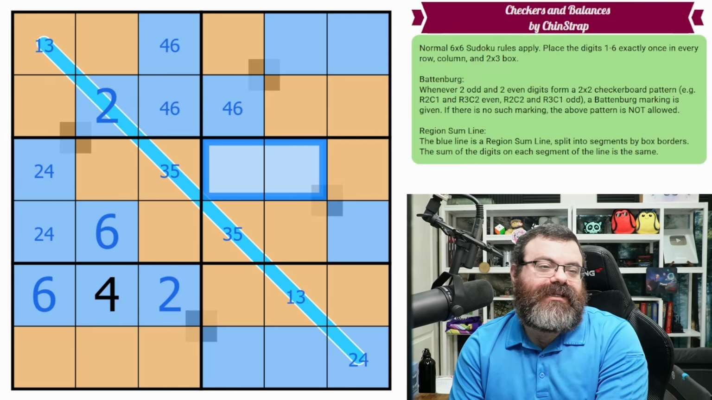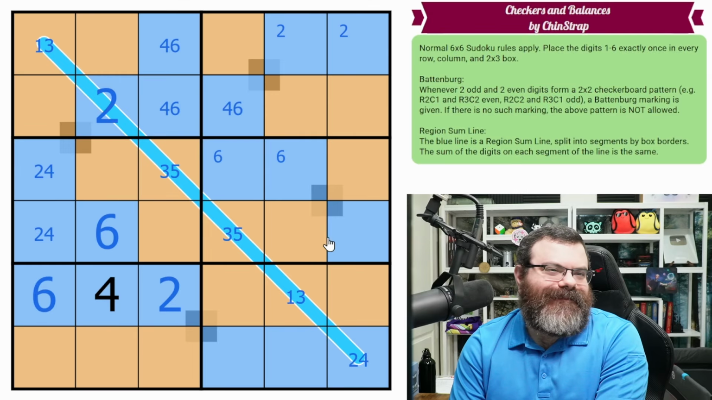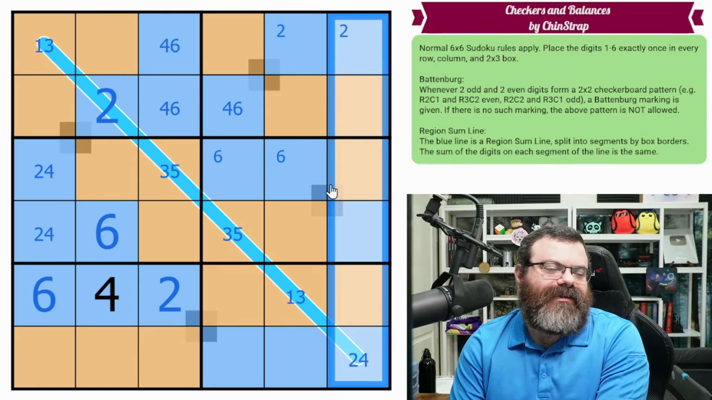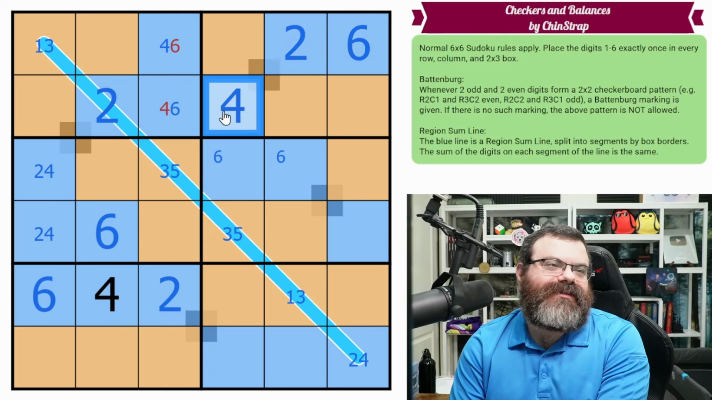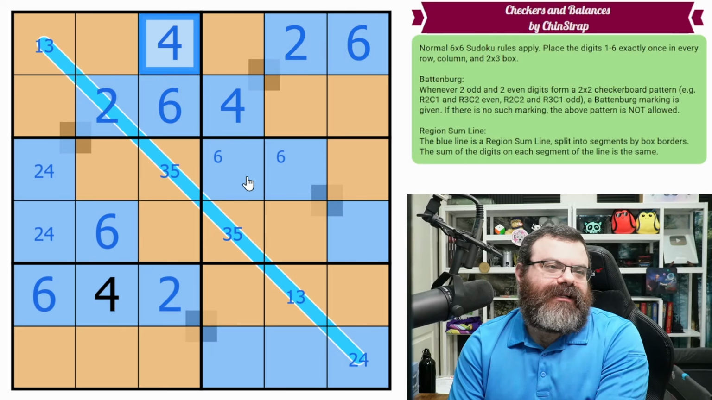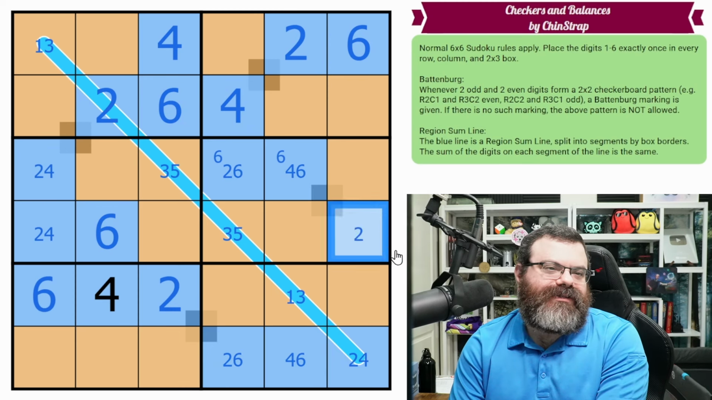We know 6 is one of these two. We know 2 is one of these two. Where's 6 in this column, actually? This sees a 6, that's not a 6. So that's our 6. That's our 2. This is 4, 6, 4. This is a 2, 6 pair. This is a 4, 6 pair. And this is a 2, 4 pair.